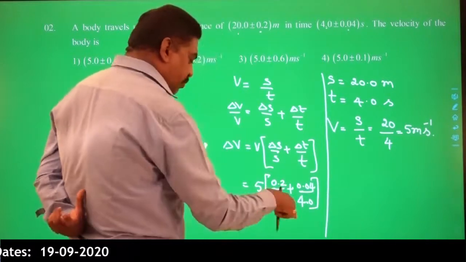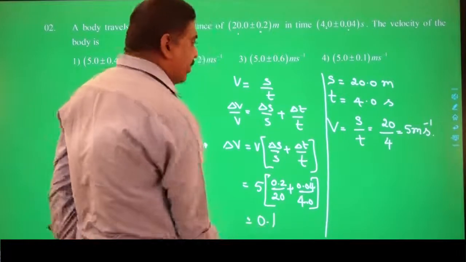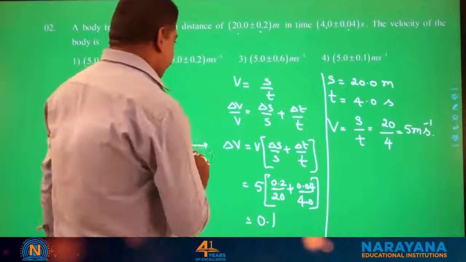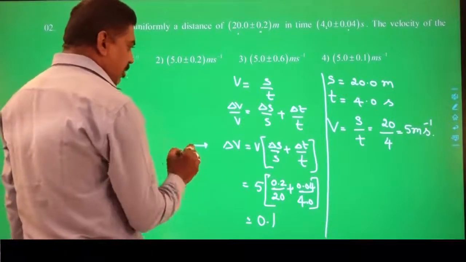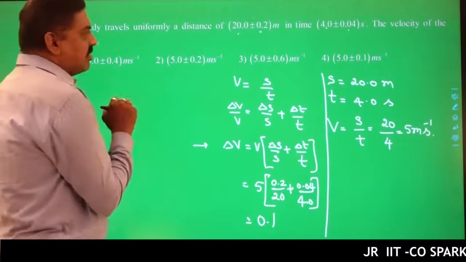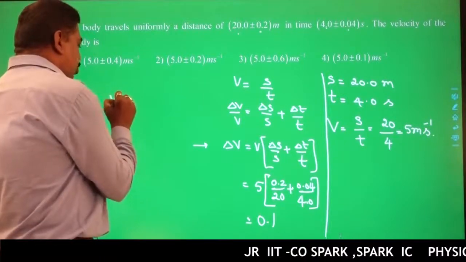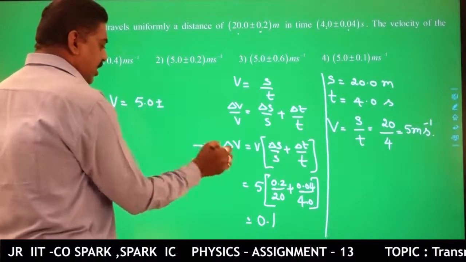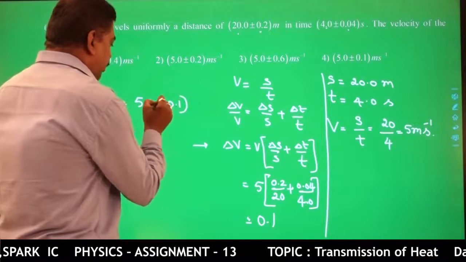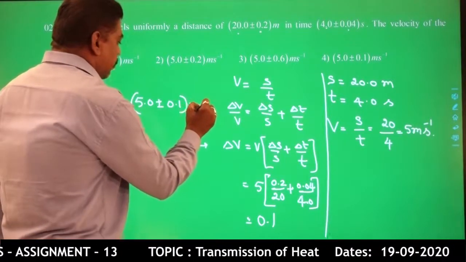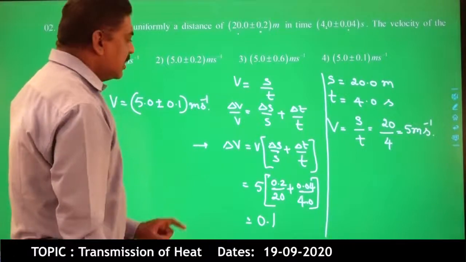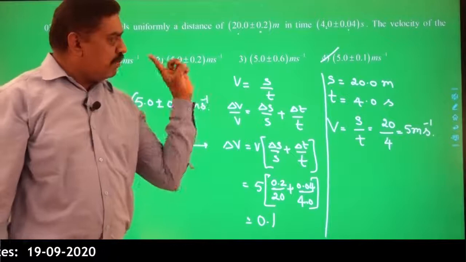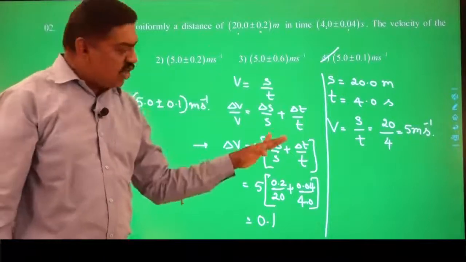On simplifying this part, you will get the result as 0.1. Therefore, you have to represent the velocity. So the velocity v is given finally as 5.0 plus or minus 0.1 meter per second. This is your fourth option. So the second problem's solution is the fourth answer. This is the way you have to follow.